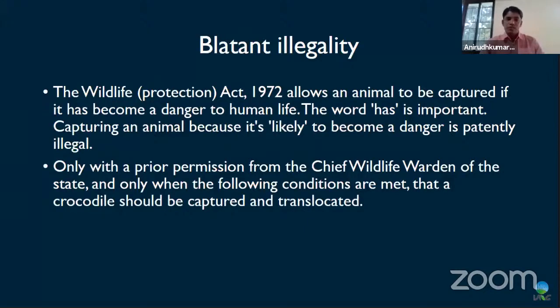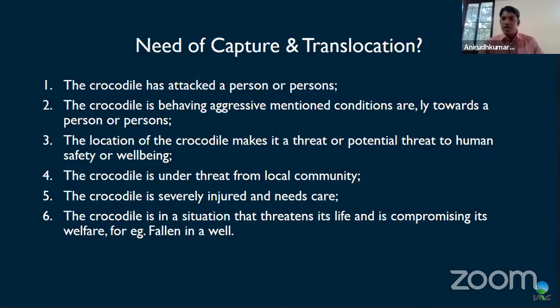So some of the scenarios where we need to translocate a species, crocodiles in this case, are given here. First, the crocodile attacked a person or a few persons. Then in that case, you can translocate. Or it is becoming aggressive, showing aggressive behavior. Then you can translocate. Or the location of the crocodile, meaning the habitat it is surviving in, has become a potential threat to the crocodile itself. Sometimes a crocodile falls into a well. It will not survive very long in that well. It has to go for food, it has to go for a mate. So it becomes dangerous to the crocodile itself. So in that case, we have to translocate it.